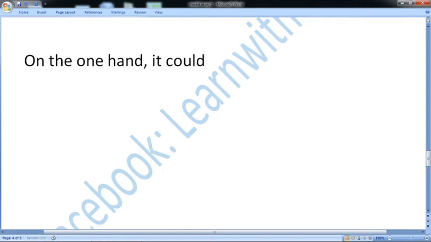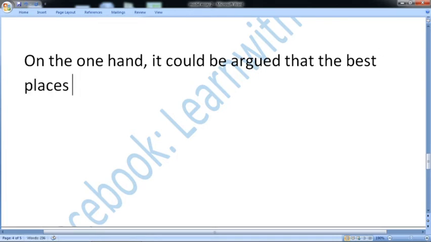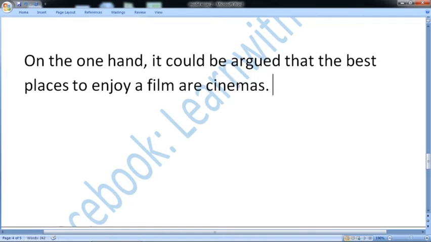We would write in a similar way. It could be argued that the best places to enjoy a film are cinemas. So by reading this sentence, the reader or examiner would know we are going to talk about watching movies in cinemas. It could be argued that the best places to enjoy a film are cinemas.